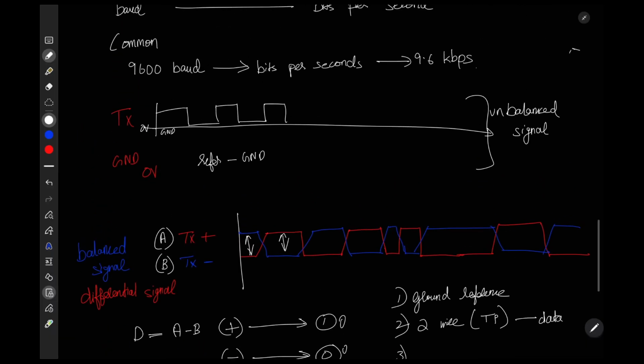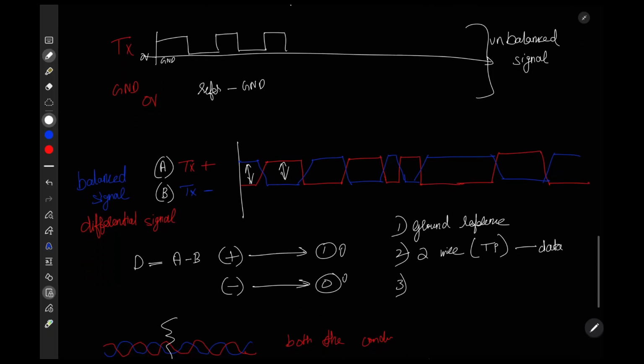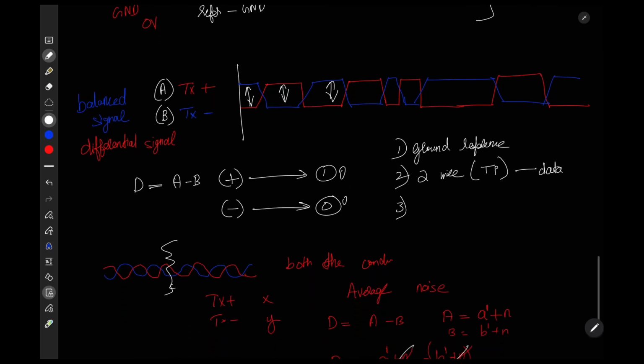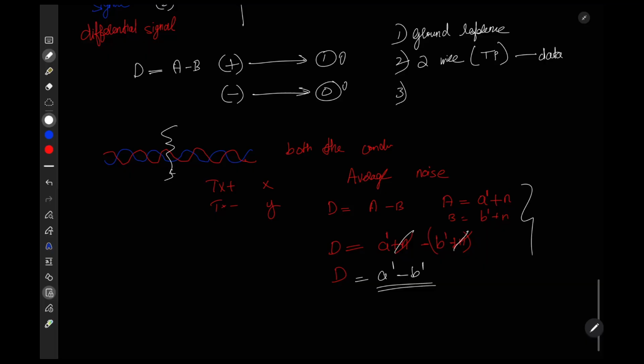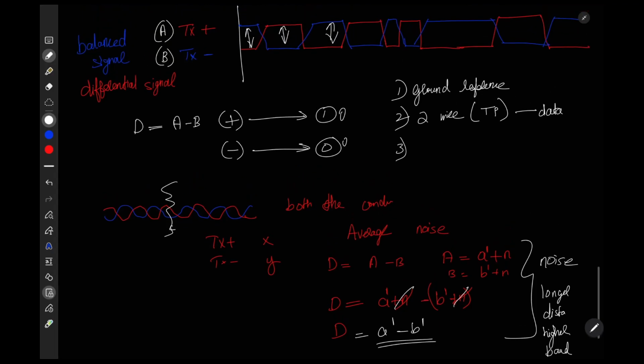You're not taking the reference with ground, you are using a differential reference. Because your reference is differential between two channels, it is called a differential signal, or a balanced signal, and the noise gets cancelled out. And if the noise is getting cancelled out, you can use longer distance and higher baud rate. You can use all these things with the balanced signal. That is the advantage of a balanced signal: you can use it over larger distances with higher speeds without caring for noise.